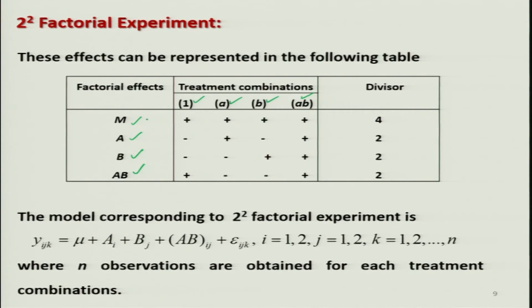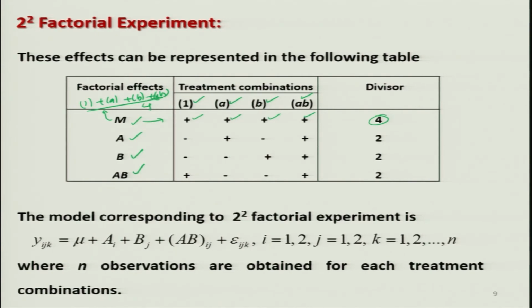So corresponding to M, we have all plus signs: 1 plus A plus B plus AB. So I can write down here M as 1 plus A plus B plus AB. And then I am writing here this divisor 4, so I can divide it by 4, and this is going to give me the value of the general mean effect M.